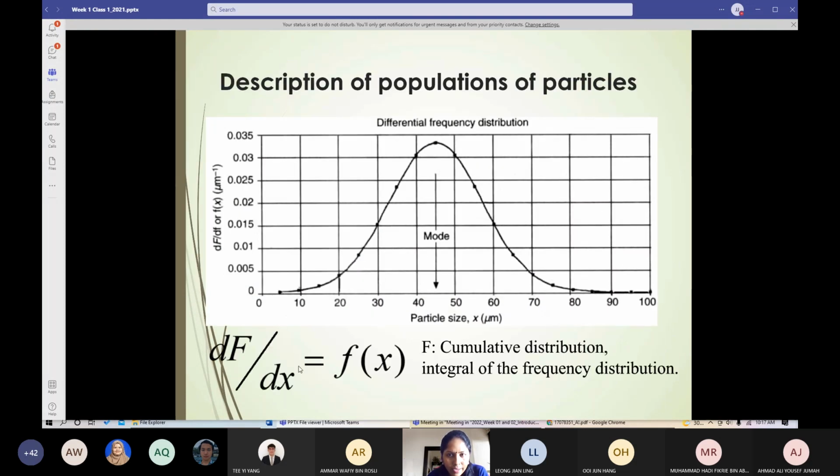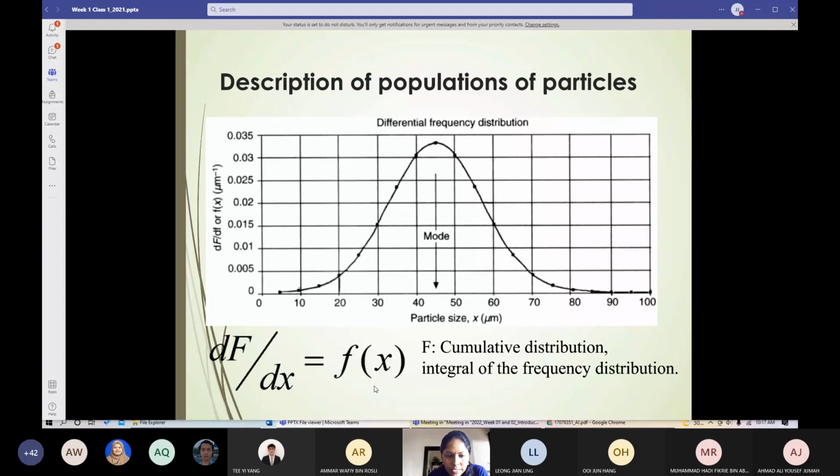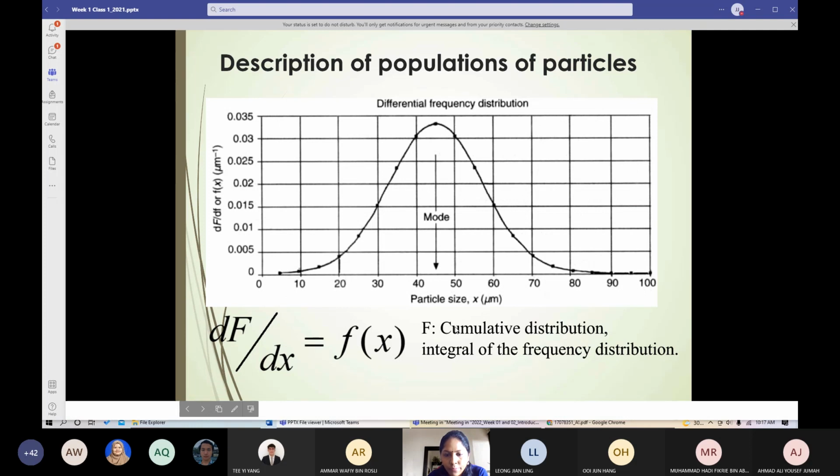Frequency and cumulative distributions are related. The cumulative distribution, the big F, is the integral of the frequency distribution. So the frequency distribution is the derivative of the cumulative distribution, and vice versa. If I have the cumulative distribution, I can differentiate, and I integrate the frequency to get my cumulative distribution. So this is the relationship between the frequency and cumulative distribution.